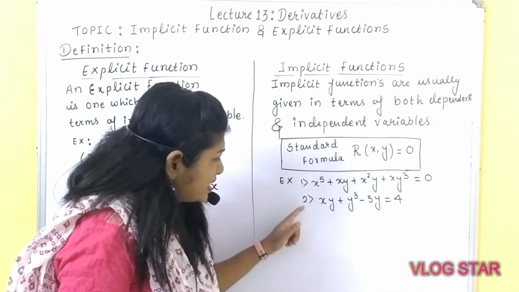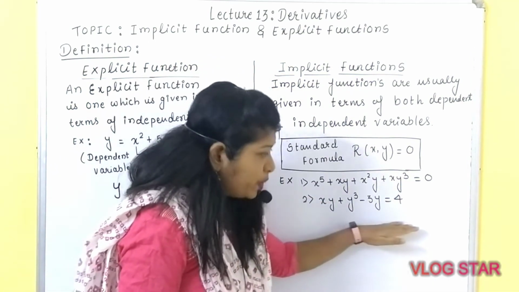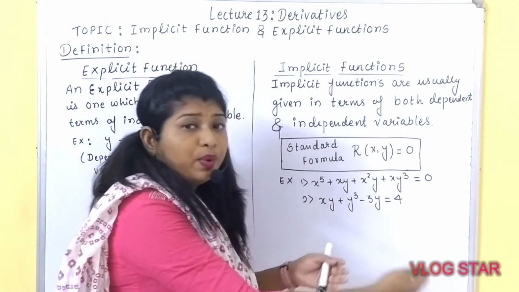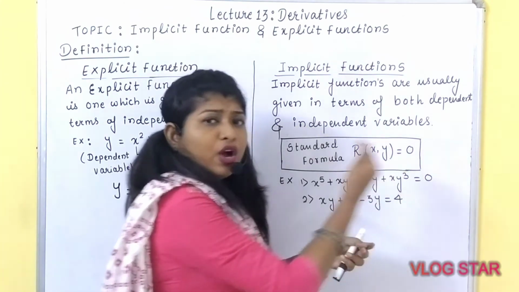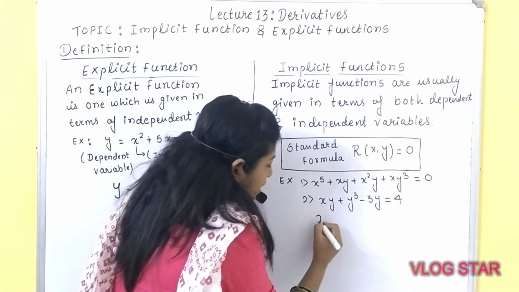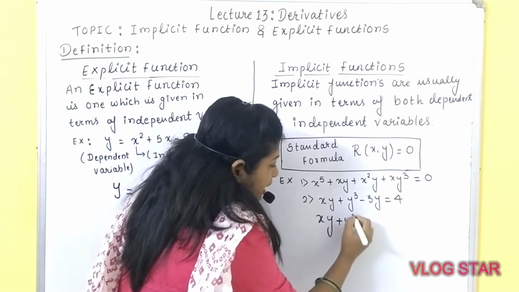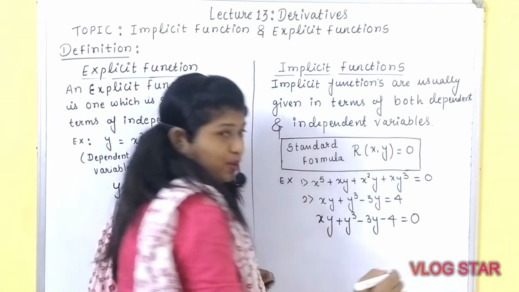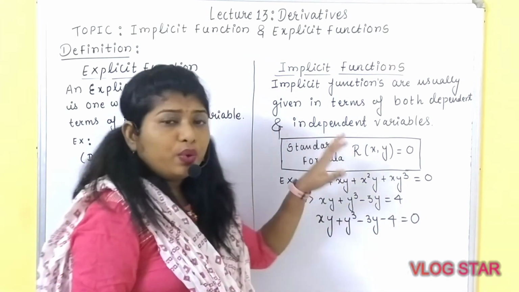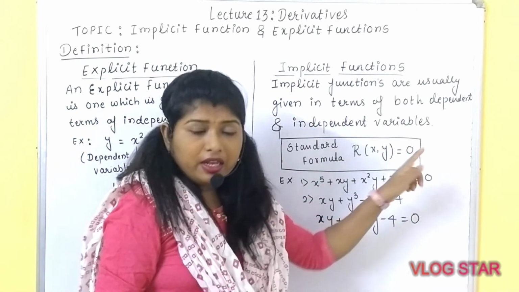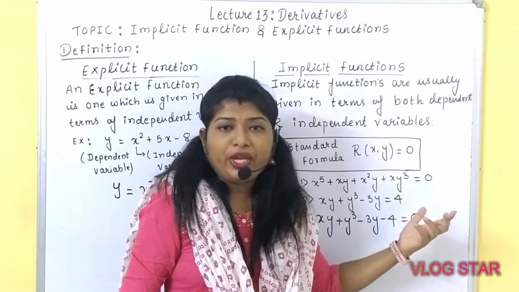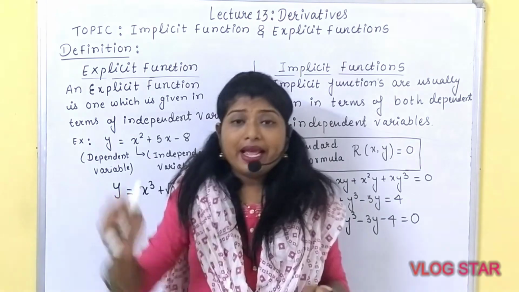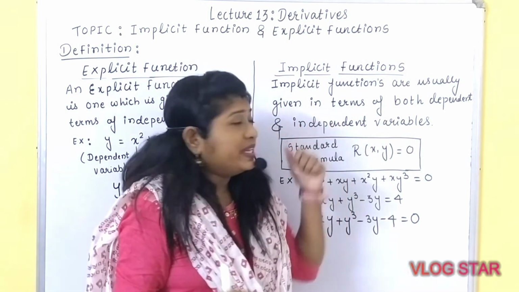Let's consider the second example. If you observe carefully, on the right hand side there is a constant term 4. What we can do is take that constant term to the left hand side. So this equation becomes xy plus y cube minus 3y minus 4 is equal to 0. For implicit function, you have to remember this formula: the function of x comma y should be equal to 0. I hope you have understood the difference between explicit function and implicit function.